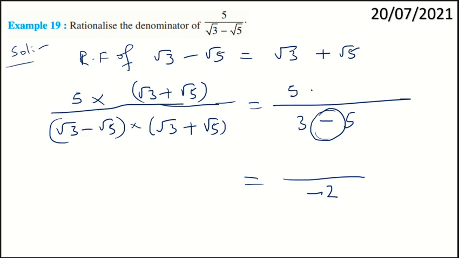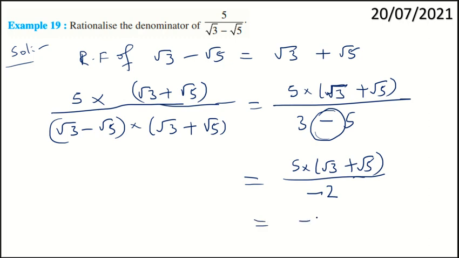Numerator is 5 into root 3 plus root 5. So 5 into root 3 plus root 5 is the numerator. Now this can be written as minus 5 by 2 into root 3 plus root 5. Then moving on to the next question.